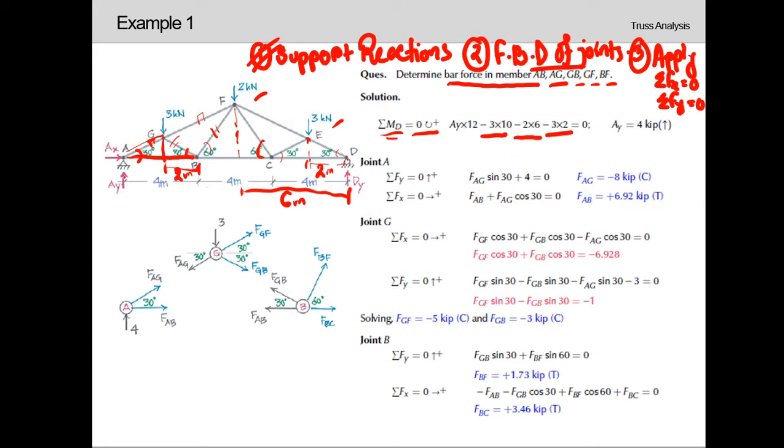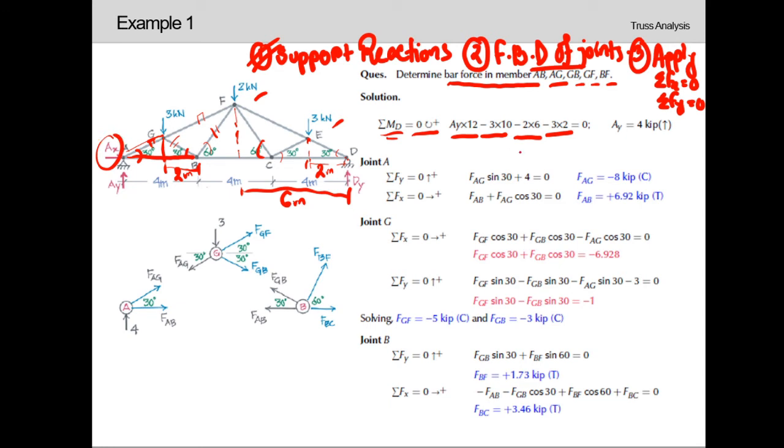And lastly, we can see here AY will be rotating about D point in clockwise direction, so it will be AY into the distance in total, which is 12. So AY into 12. And as the AX force is acting towards D point, in the same line, it will not have any perpendicular distance with point D, and that's why it will not give any moment with respect to point D.